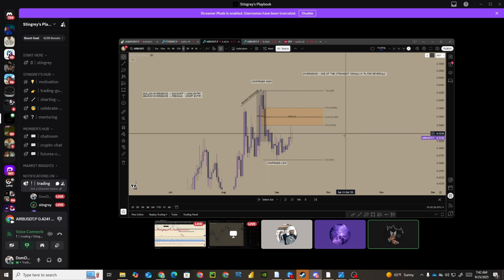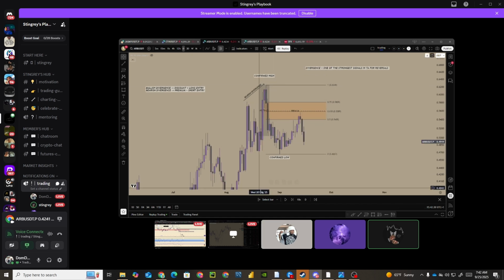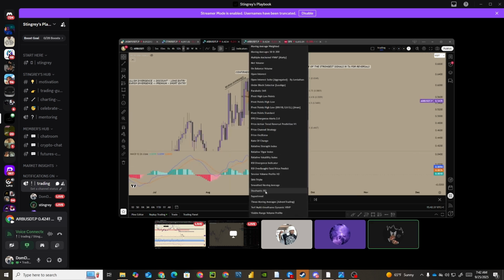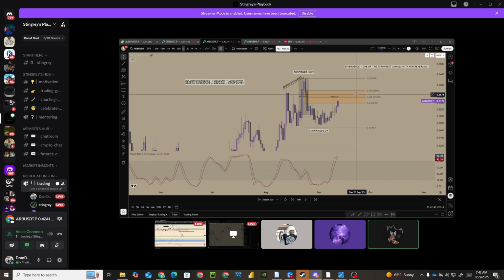There we go. Right. Now we're just waiting for price to reach our premium. Once it hits our premium, so going back to it, let's go to the RSI. Where's the RSI at? Is the RSI overbought at our premium? Yeah. It is. So this is now going to be a short entry.